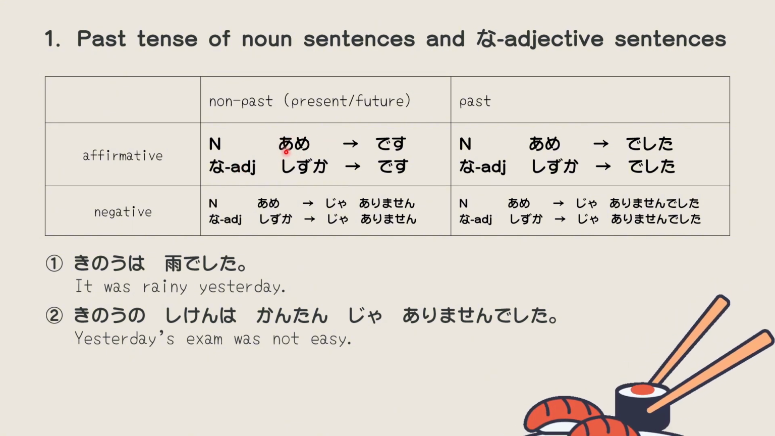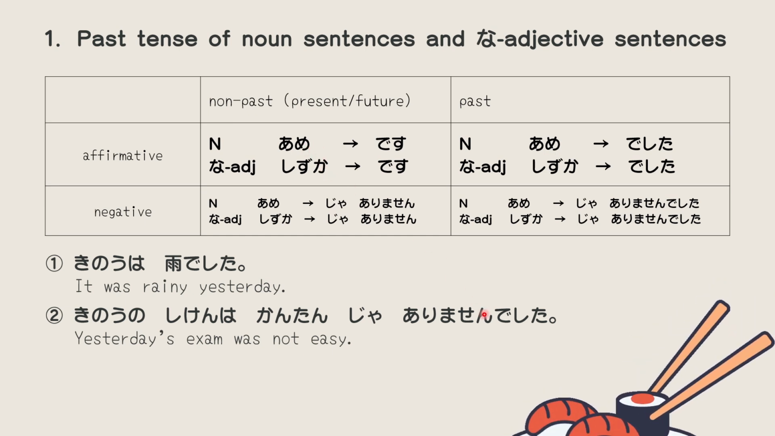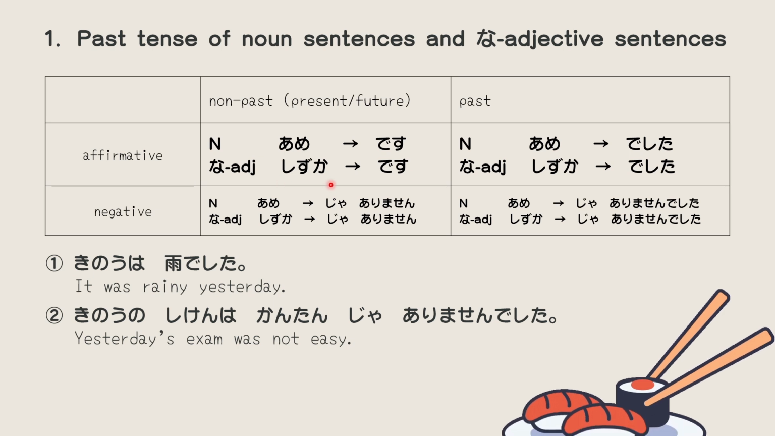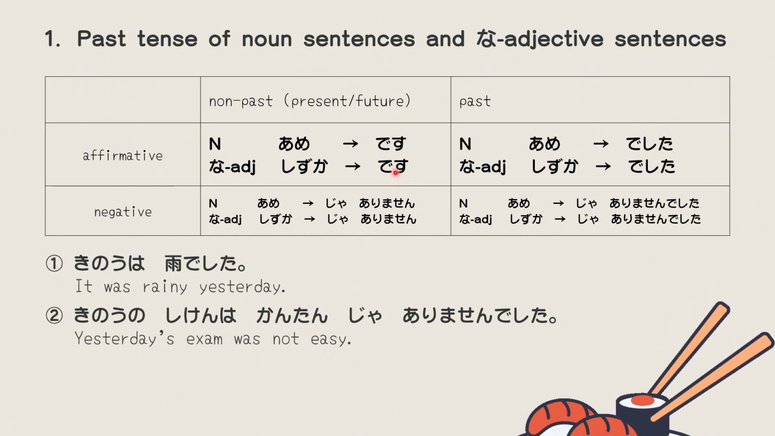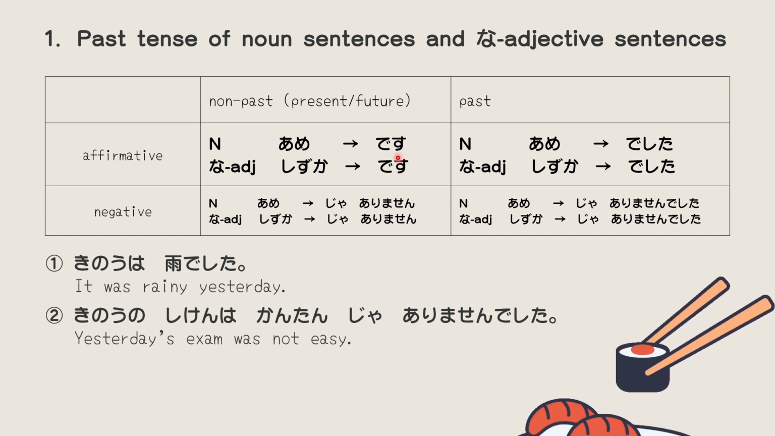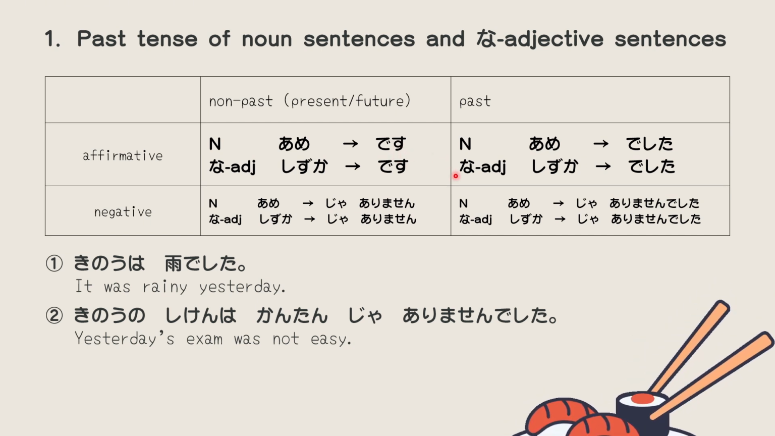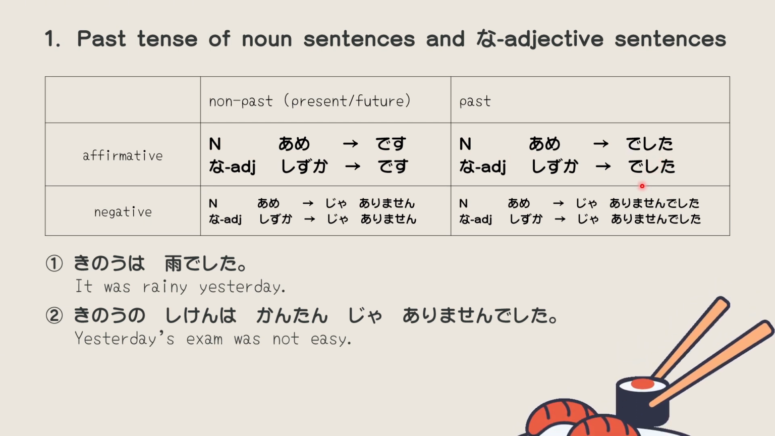For example, we have here the noun ame, and ame means rain. So we have ame desu for noun and shizuka, which means quiet, desu for the adjective. So they are the same pattern basically. It's just noun or adjective and then desu, right? And then if you want to make it into past tense, we have deshita instead of desu. So ame deshita, shizuka deshita, and so on and so forth.